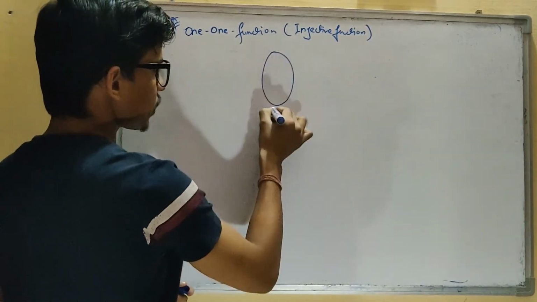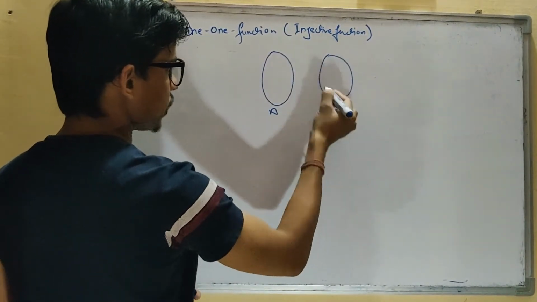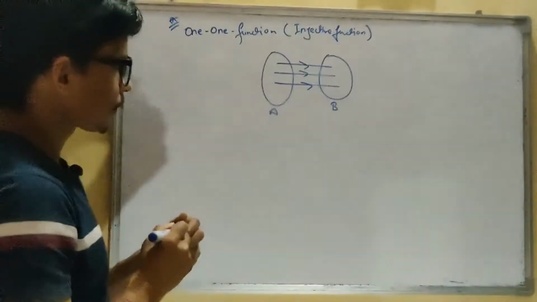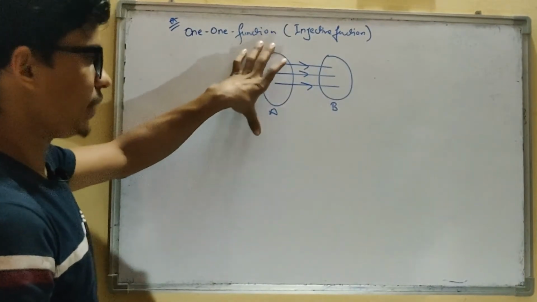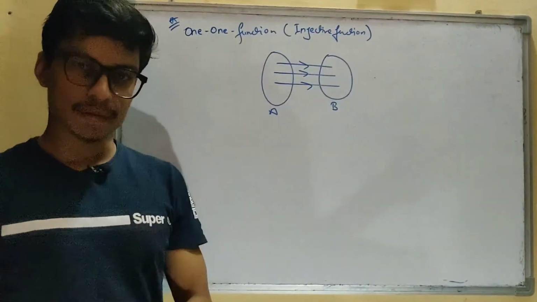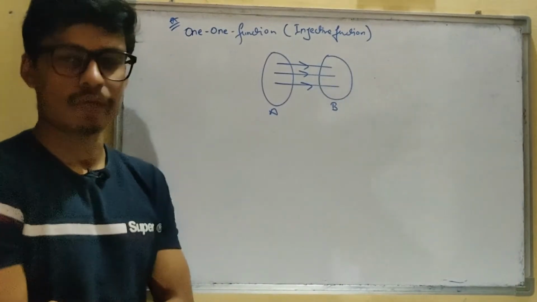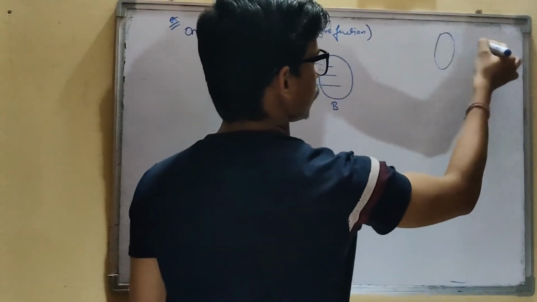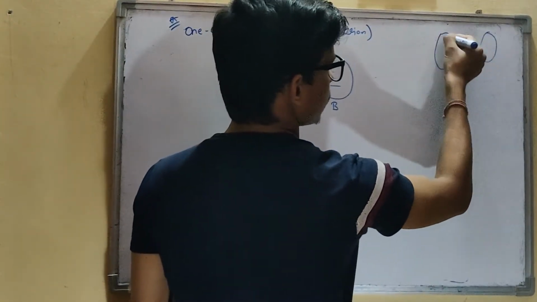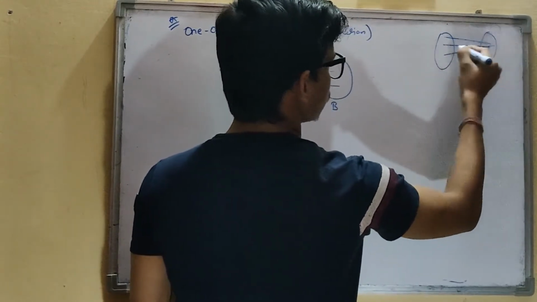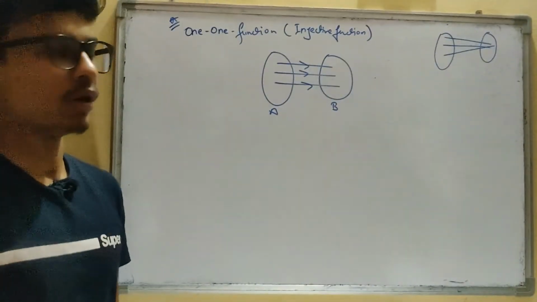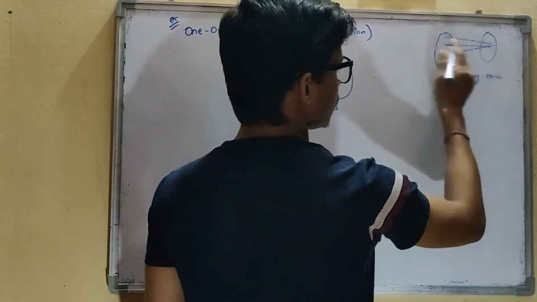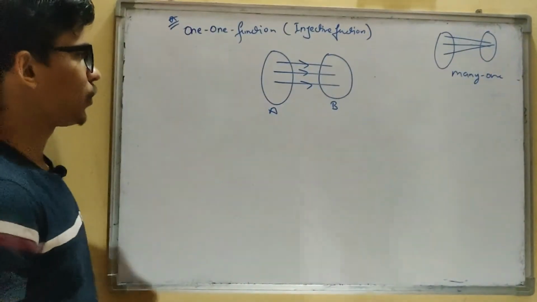So what is a one-one function? Let's say this is set A and this is set B. If each element of A is related with exactly one element of B, then that type of function is known as a one-one function. And there is also a many-one function. Many-one means there are two or more values for which the function has the same value. Such a function is known as many-one, and one-one means exactly one-to-one mapping.